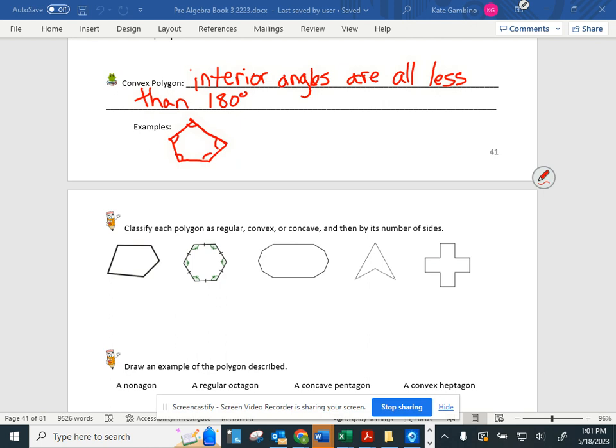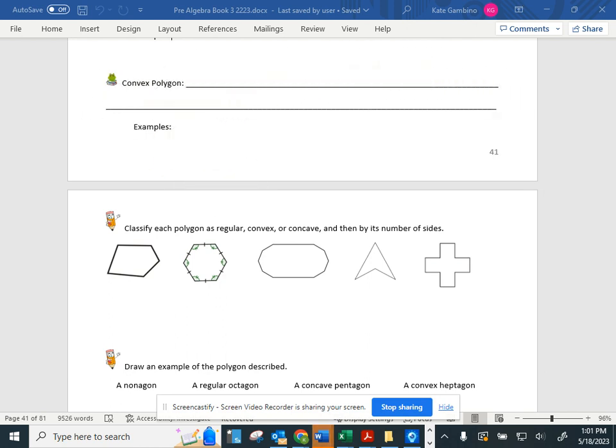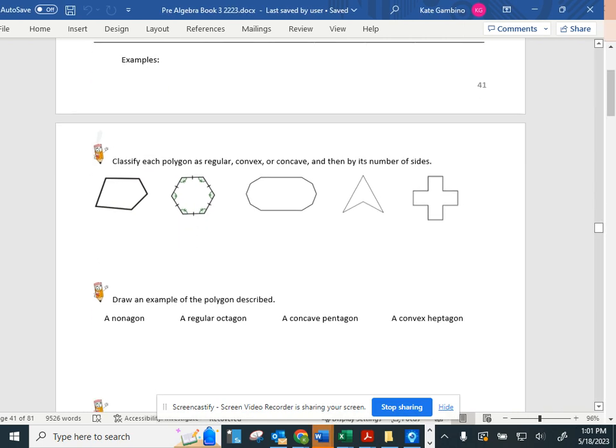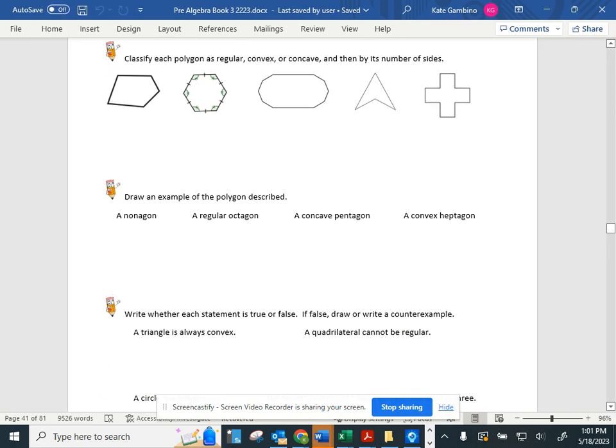Okay, so on our work page, let's look at what we're gonna do. You need to classify each polygon as regular, convex, or concave, and then by its number of sides. So we're classifying it in two ways.